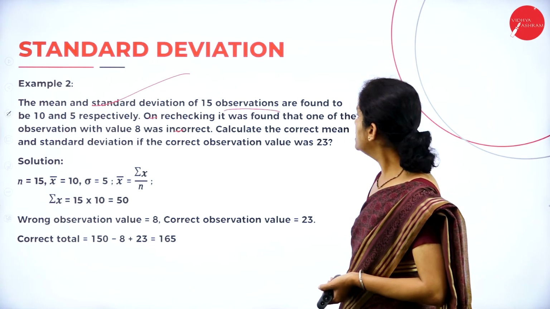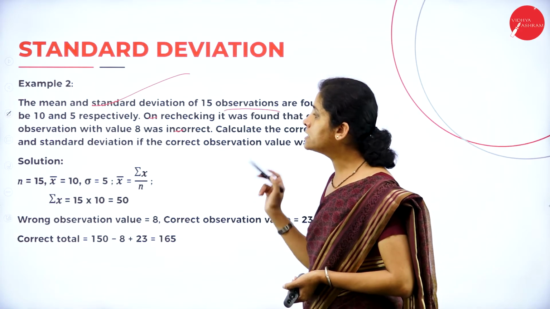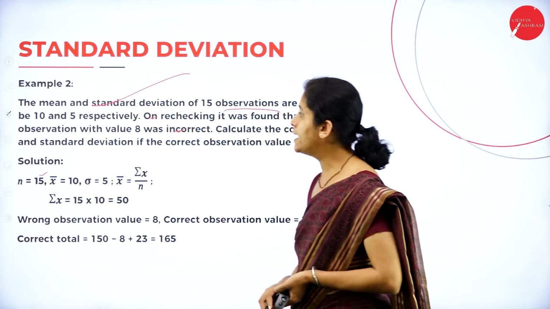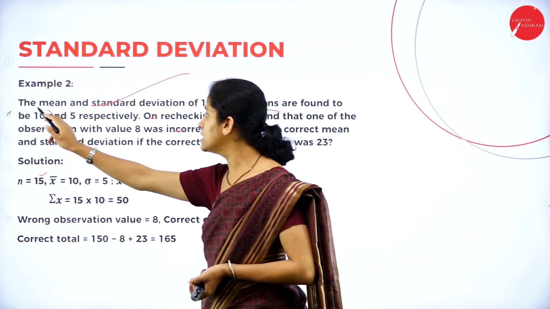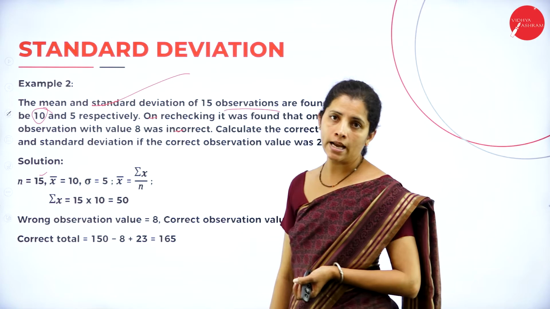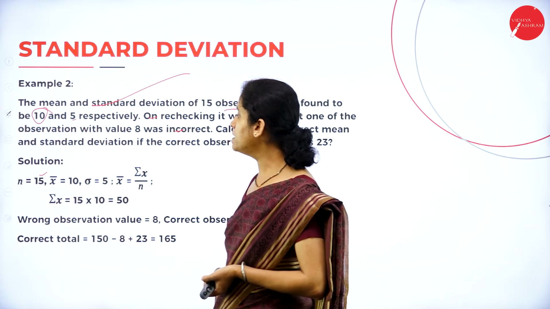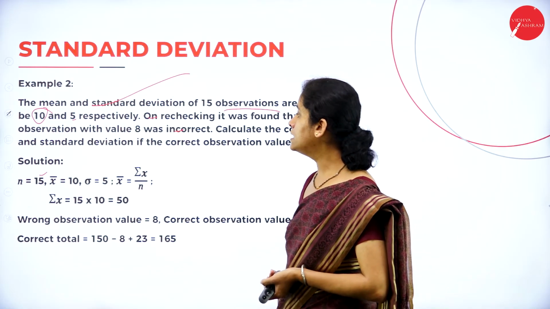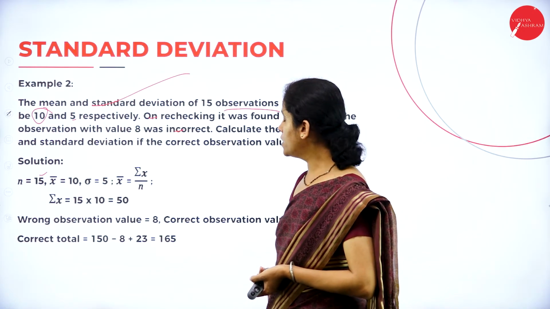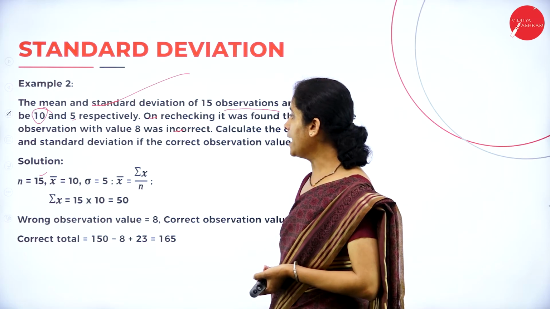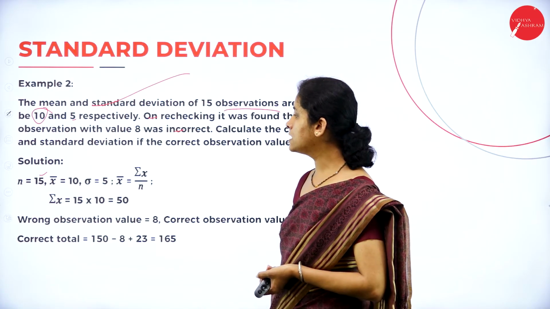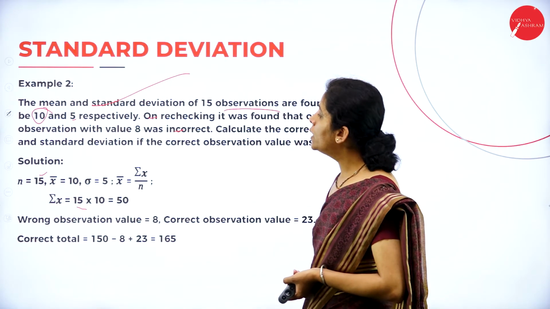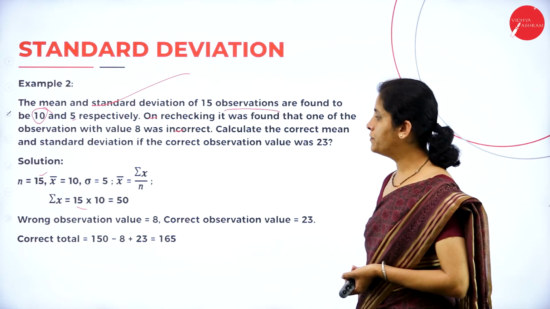Now, in the given question, what is n? Here n is nothing but 15. And what is the mean? Mean is nothing but 10. And what is the standard deviation? That is nothing but 5 respectively. And what is the formula? That is mean equal to summation of x by n. So summation of x is nothing but 15 into 10, that is 150.